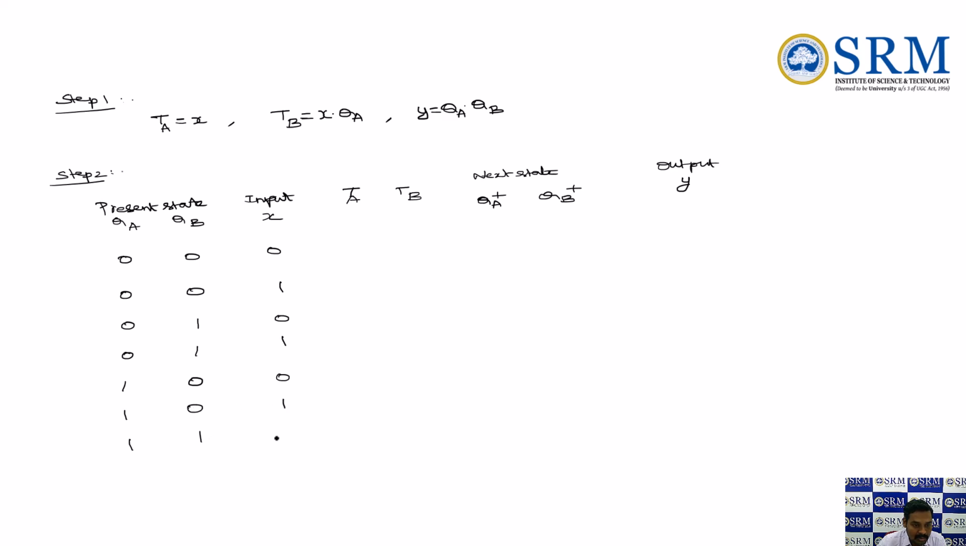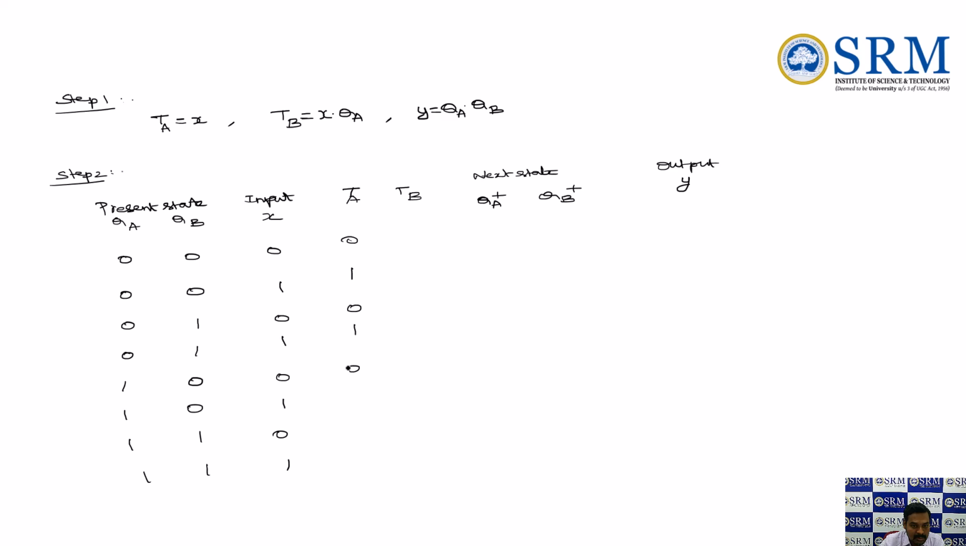Next 1 1, other combination 0. At last it is 1 1, all ones, right? This TA can be this TA as well as TB, the inputs of the flip-flops. So this can be obtained with the help of this expression. So whatever value TA is, it is equal to X, right? So whatever is in X, I'm going to write simply X.